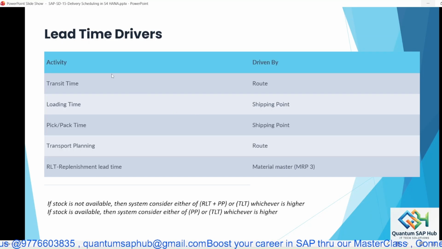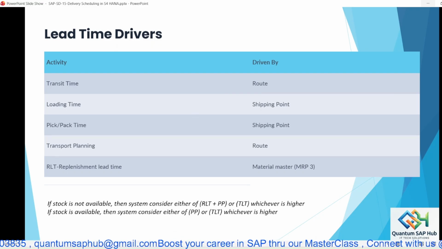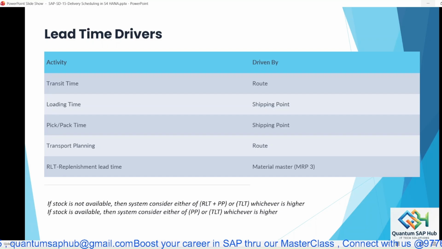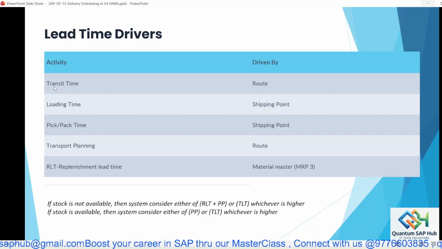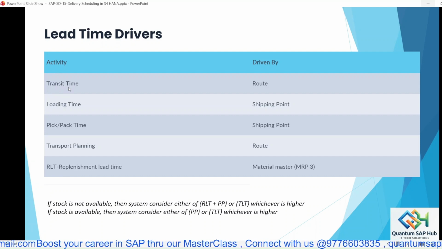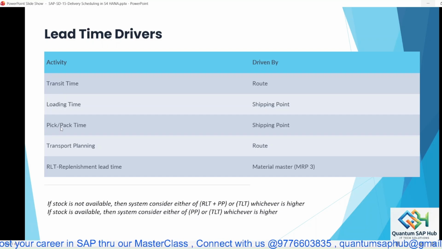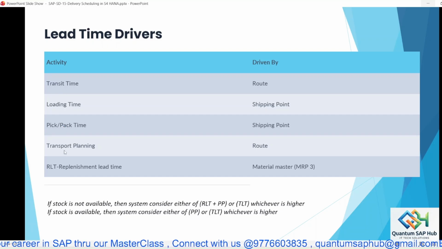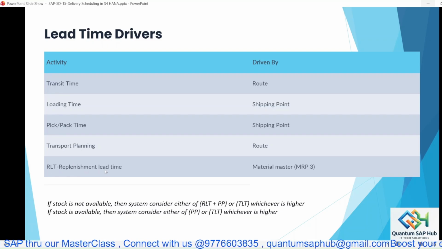Okay, so how does this scheduling work? On what parameters does it depend? It calculates the time and date. Here, if you see, there are five elements. One is transit time, another is loading time, the third one is pick pack time, then the transportation lead time, and replenishment lead time.